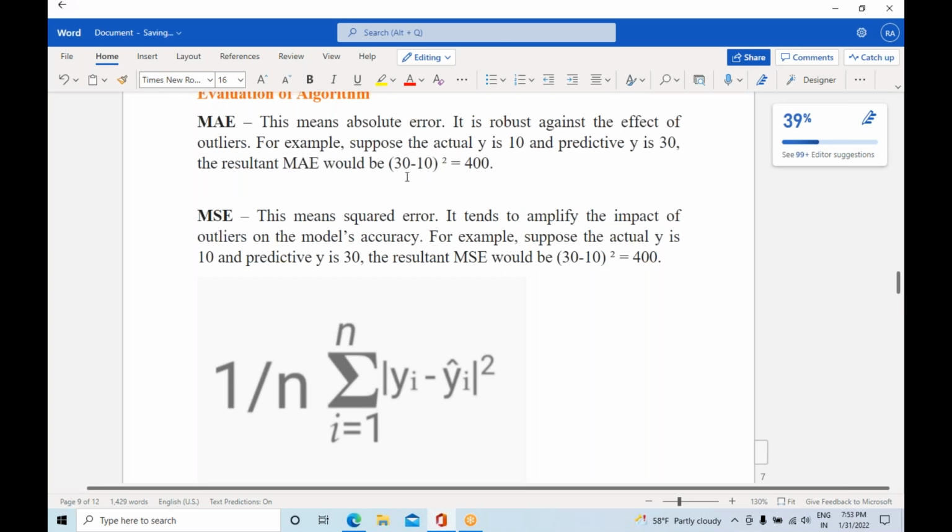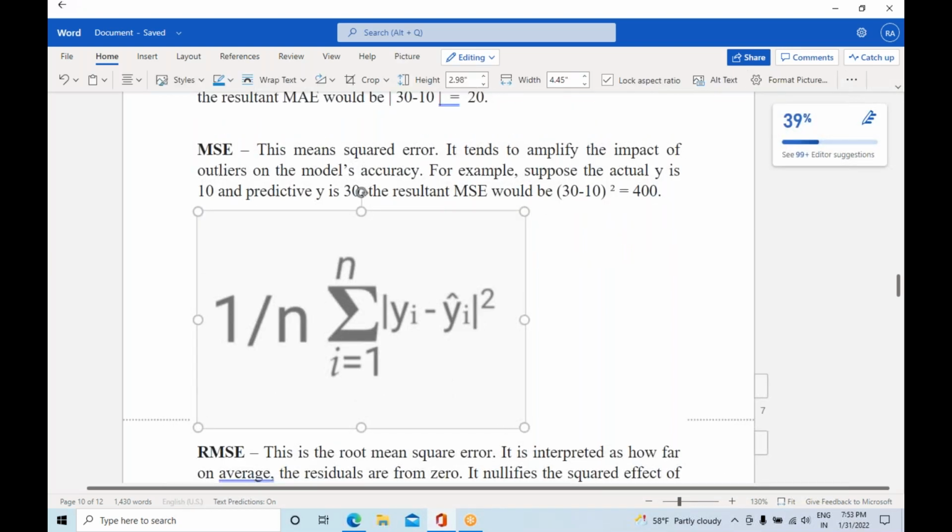MAE, so that means y minus y predicted. Okay, so it can be anything. This is the absolute meaning. Absolute in the sense you won't get any kind of negative numbers. You have only positive numbers. It can be 30 minus 10 or 10 minus 30. Both will be the same only. You will be getting the 20, right?